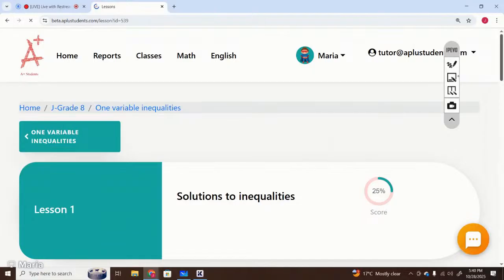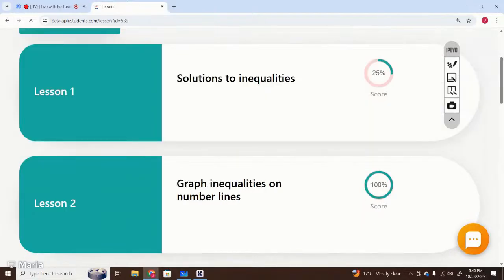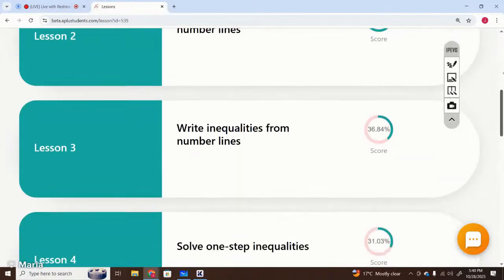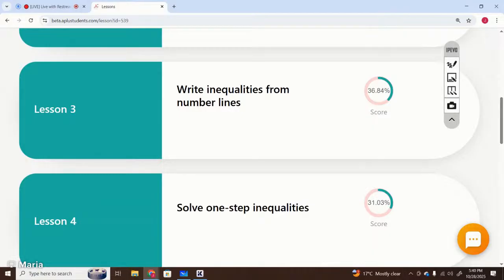The lessons we have covered today are solutions to inequality graph, inequalities on number line, write inequalities from number line, solve one step inequalities. So please make sure before the next session you complete all the practice questions for the lessons we just did. That is your homework until the next session.